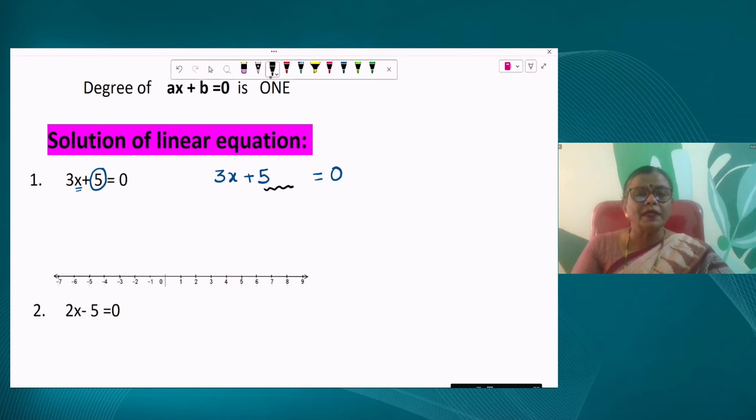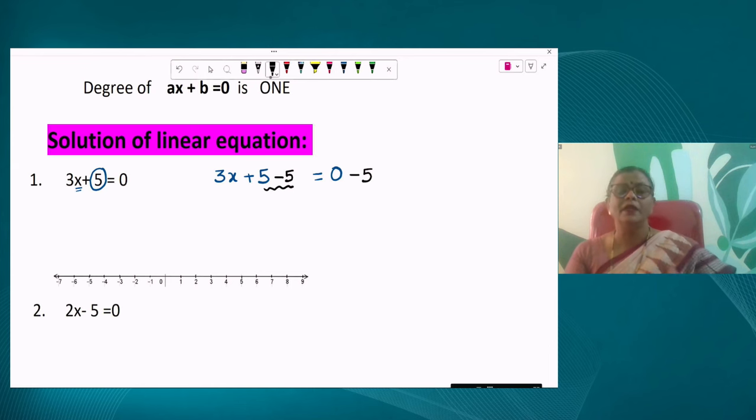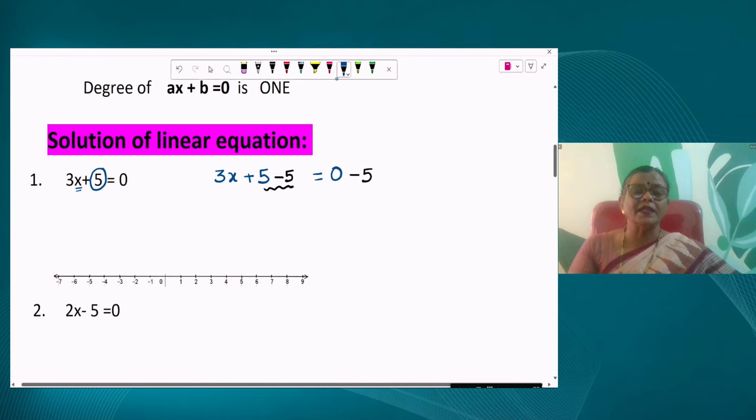So what is that number? We know that it's the additive inverse, the opposite of that sign. So it is minus of 5. Now, minus of 5 is written on this left hand side. It has to be balanced. We cannot just keep it on one side. You have to add the same number on the right hand side. So that way, the left hand side is reduced.